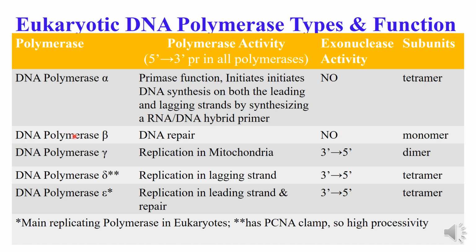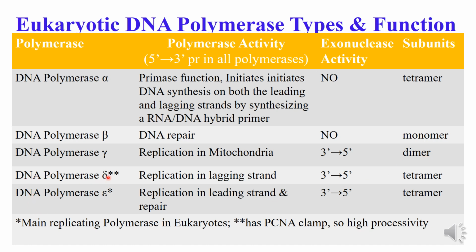The DNA polymerase beta main function is DNA repair. It does not have any exonuclease activity, and it is made up of a single polypeptide chain. DNA polymerase gamma is the main enzyme that replicates only mitochondrial DNA, and it is present in the mitochondria. It has 3' to 5' exonuclease activity, and it is a dimeric protein, so it has 2 subunits.